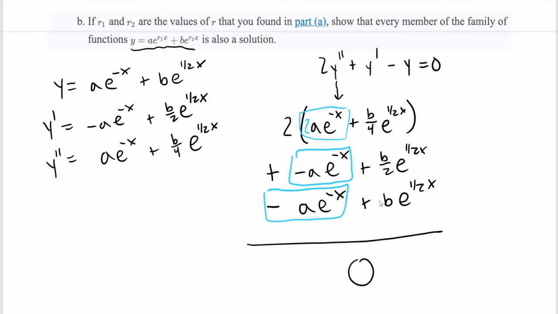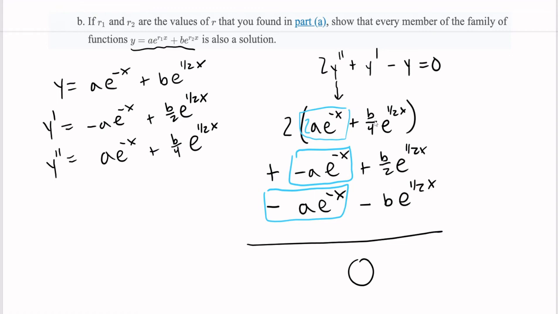Okay. I have got a negative b e to the 1/2 x, because remember it says minus the whole thing here. Okay. I've got a plus b over 2. So okay, I still have this extra negative b over 2 here I got to somehow deal with.